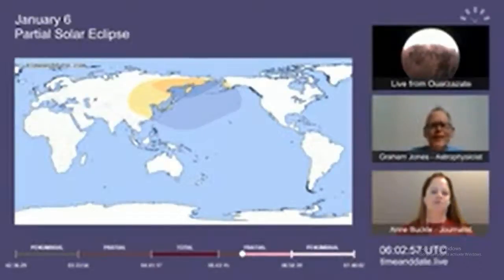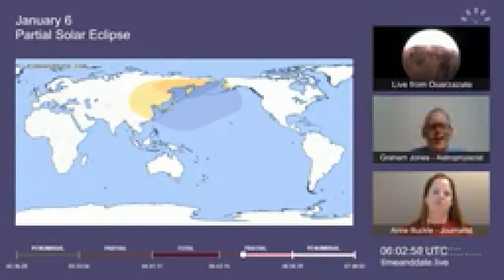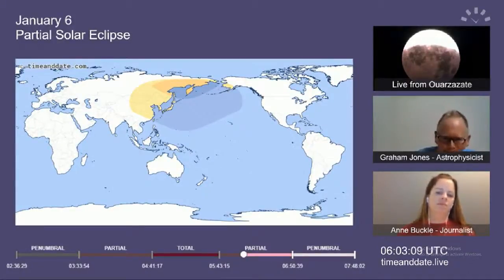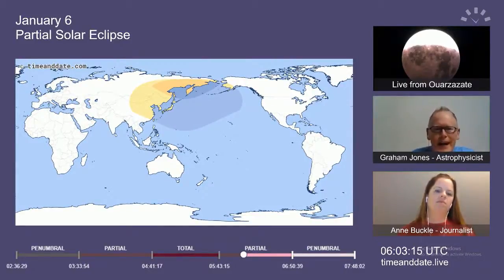So 2 weeks ago, during the new moon, we had a solar eclipse, but it wasn't a total solar eclipse. It was only a partial solar eclipse, and it only covered this very small part of the Earth's globe, part of the North Pacific and Northeast Asia. And yes, this was the partial solar eclipse of 2 weeks ago.